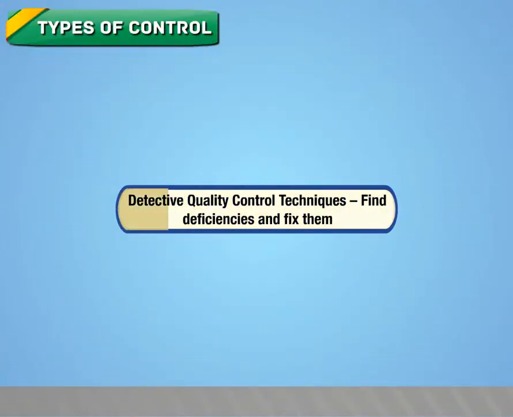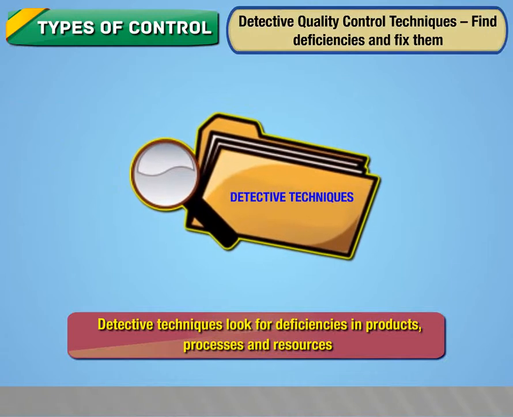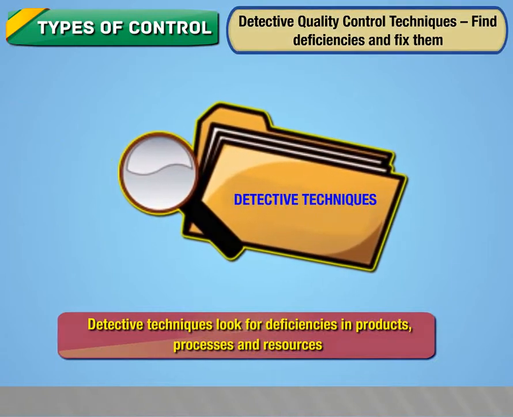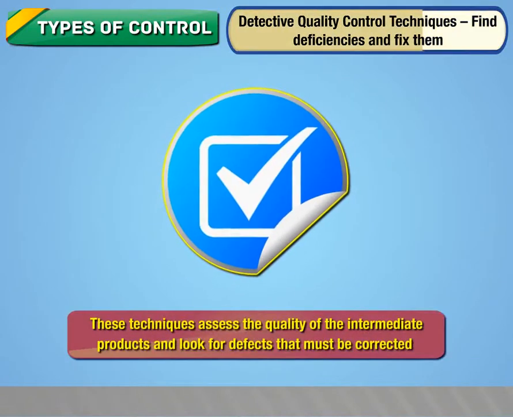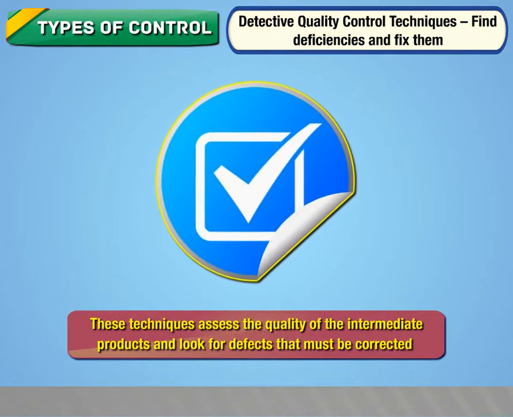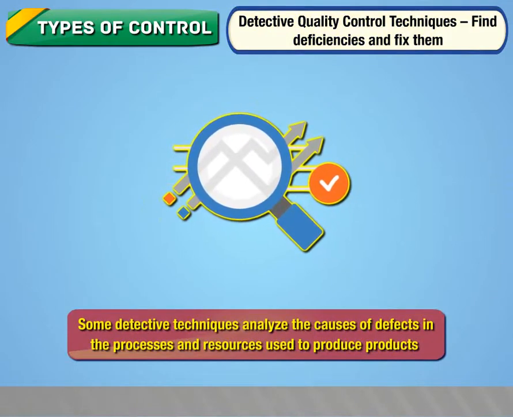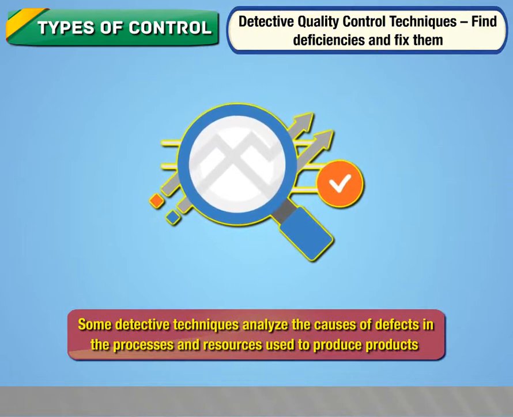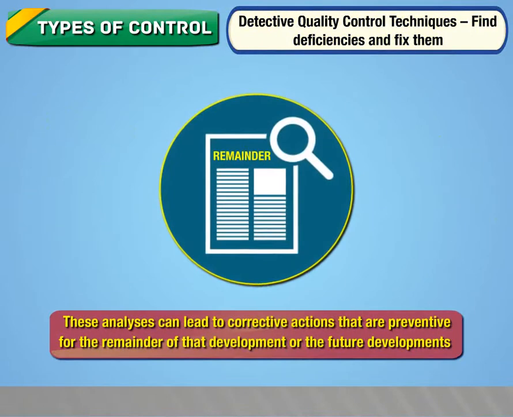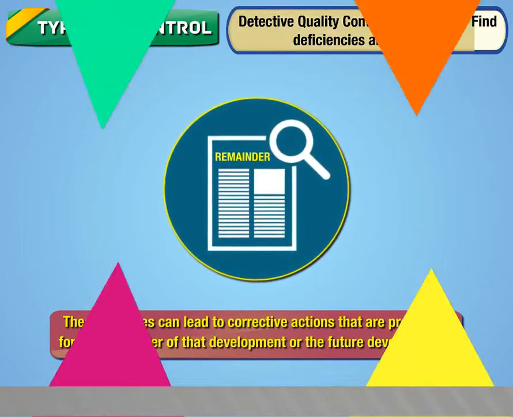Detective quality control techniques: find deficiencies and fix them. Detective techniques look for deficiencies in products, processes, and resources. These techniques assess the quality of the intermediate products and look for defects that must be corrected. Some detective techniques analyze the causes of defects in the processes and resources used to produce products. These analyses can lead to corrective actions that are preventive for the remainder of that development or future developments.